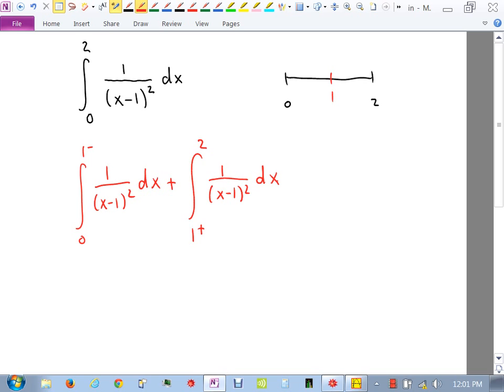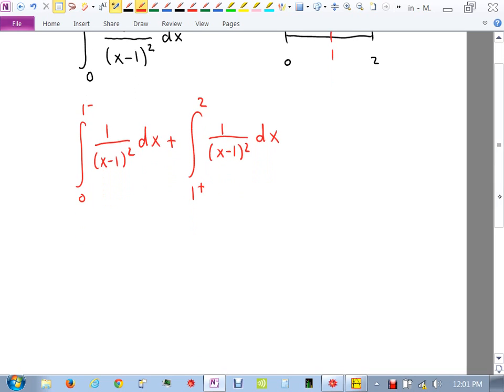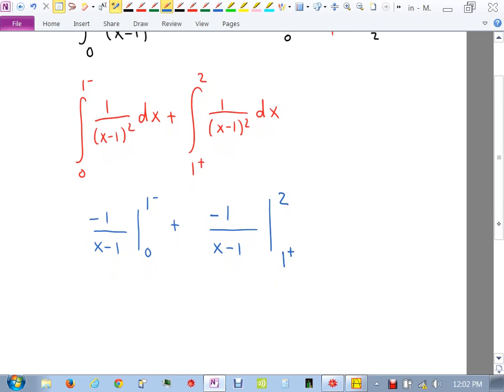All right, split it at the discontinuity. Now, the antiderivative, I'm not going to show it, is negative 1 over x minus 1. Check it for yourself. I'm going to evaluate that from 0 to 1 from the left, plus the integral, why do I keep saying integral, negative 1 over x minus 1 evaluated from the right side of 1 to 2. Is that okay?